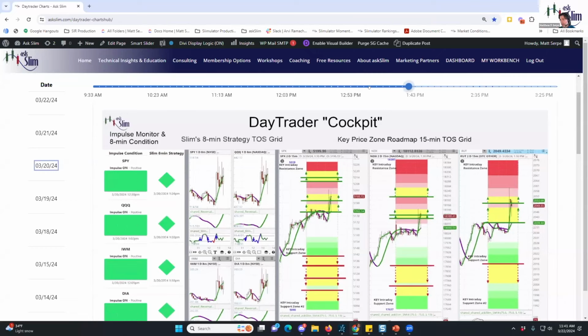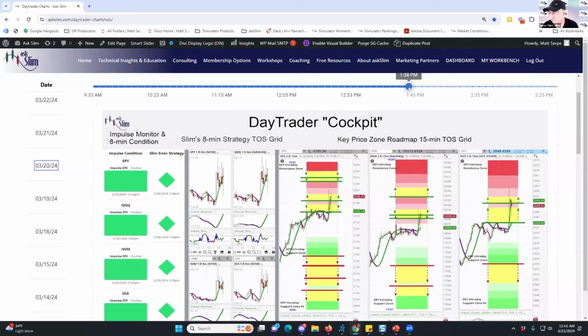Even on that dip, Slim, you can see right in this 15-minute candle how we pulled back a good number of points in both the S&P and the NASDAQ as well as the Russell. But the impulse monitor stays on. Strategy conditions stayed positive, letting you know that overall underlying positive energy was still in the market.